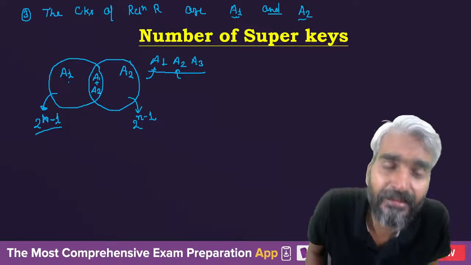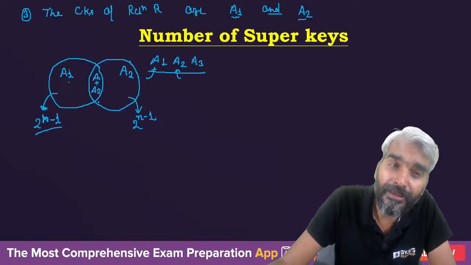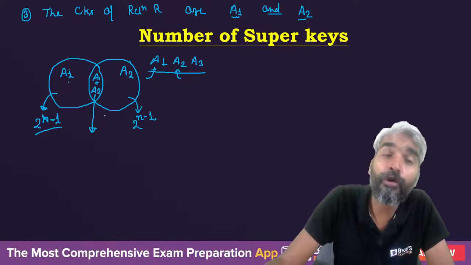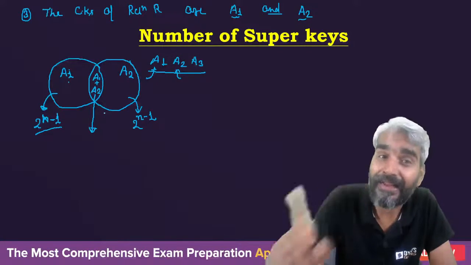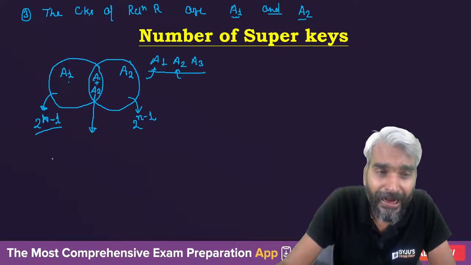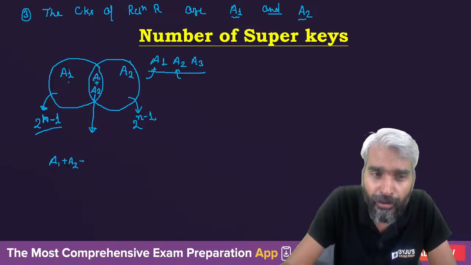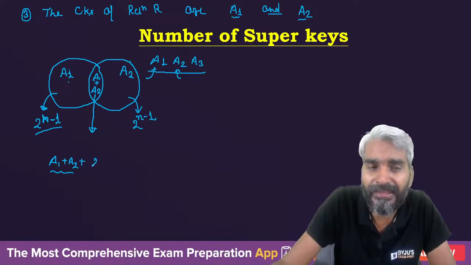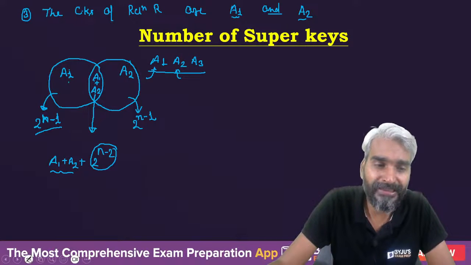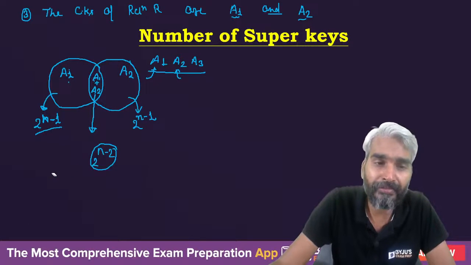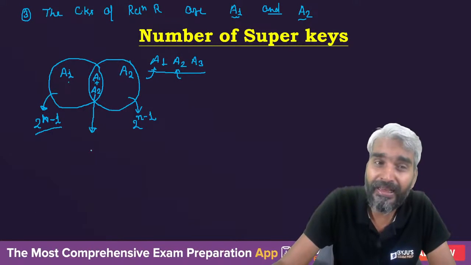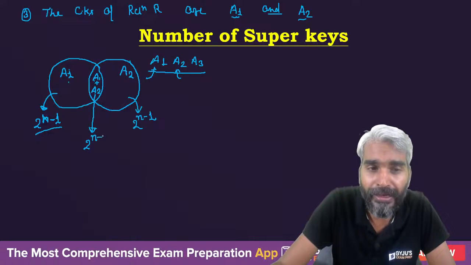There are some super keys in which both A1 and A2 are present. So tell me, how many are the super keys in which A1 and A2 both are present? Sir, you are taking A1 as well as A2, then you can choose remaining n minus 2 elements in 2 raised power n minus 2 ways. You can choose remaining n minus 2 elements along with A1 and A2 in 2 raised power n minus 2 ways. Therefore, the super keys in which both A1 and A2 are present will be 2 raised power n minus 2.